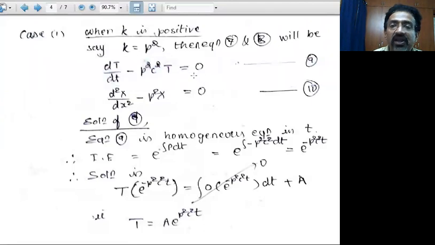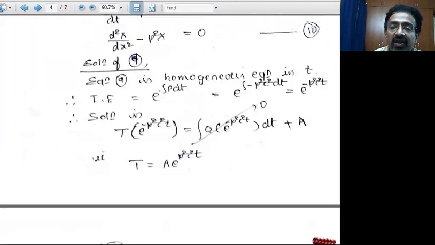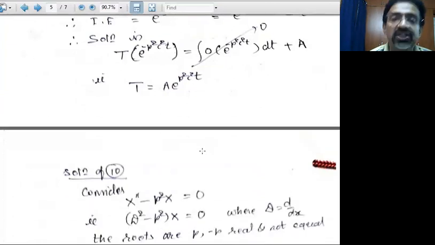The right hand side is 0. So the right hand side 0 into the integrating factor dt, plus the constant of integration. Clearly this is 0, because the integrand is 0. So my solution is: I shift this e power minus p squared c squared t to the right hand side. So I get T is equal to A into e raised to p squared c squared t. That is my solution for T.